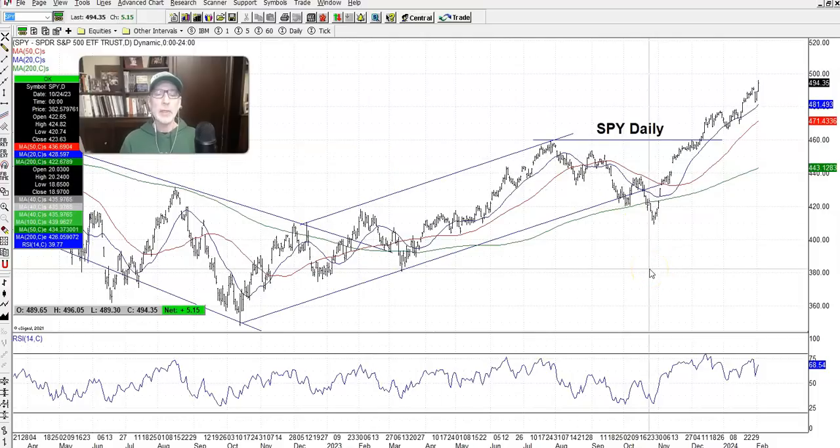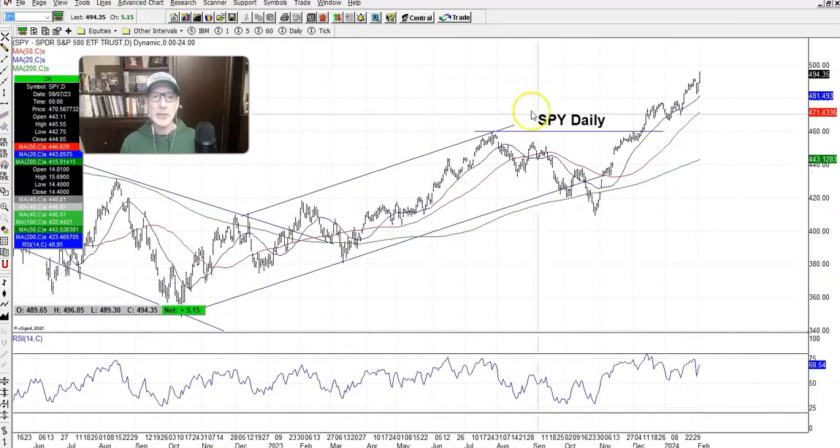Let's look at the indexes and individual stocks to see what happened over this past week of trading and what, if anything, we can see coming up for the future. All right, so we always start by looking at the S&P 500. We use the SPY, which is the exchange traded fund for the S&P 500, one of the most, if not the most liquid tradable asset out there in the world, the SPY.